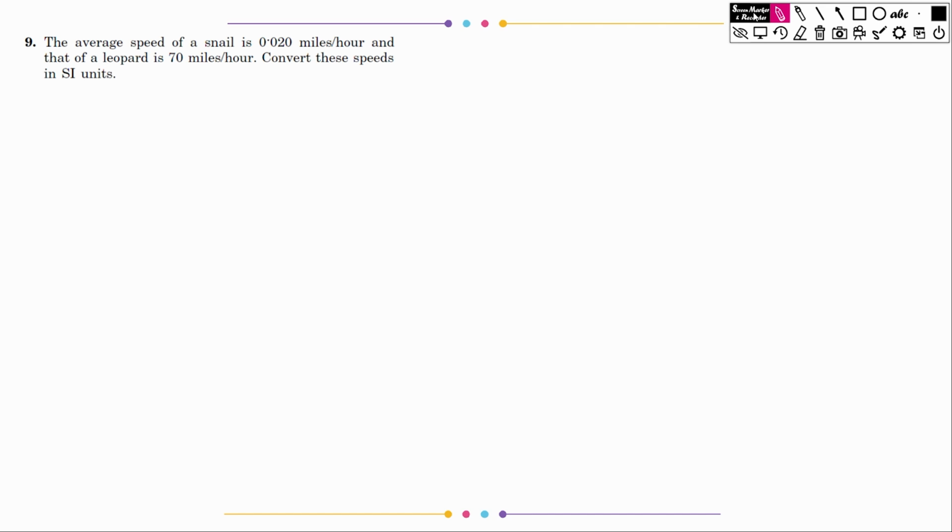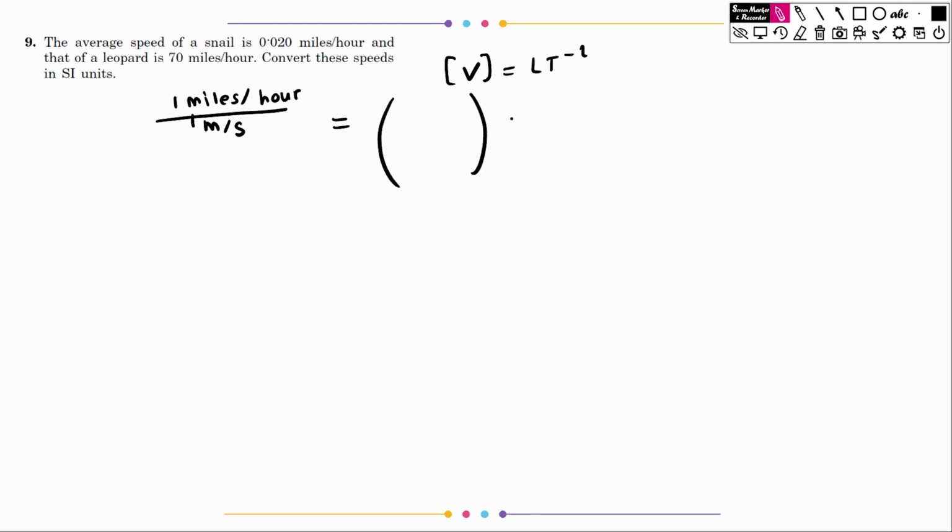We know dimensional formula for speed, which is represented by the symbol V, as LT to the power minus 1. Therefore, we'll write 1 miles per hour divided by 1 meter per second is equal to, this is for length column and this is for time column.